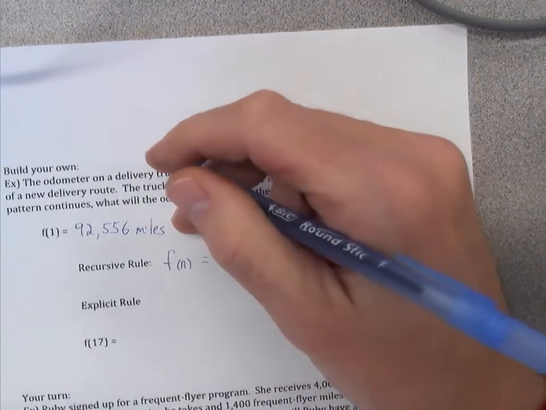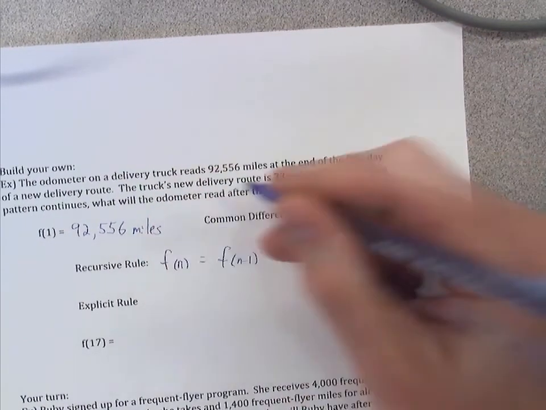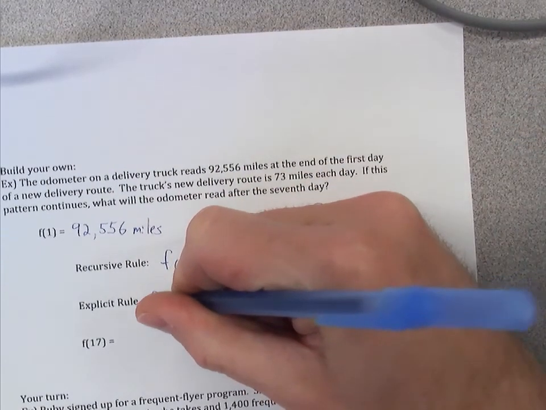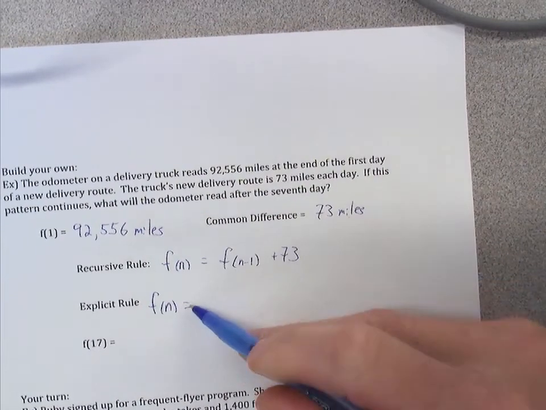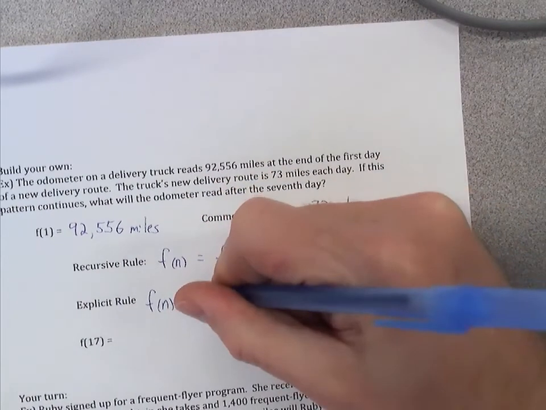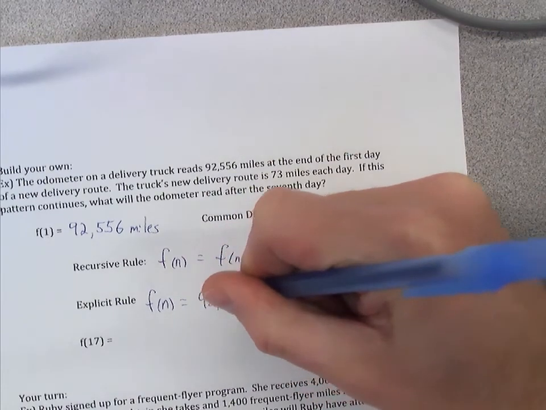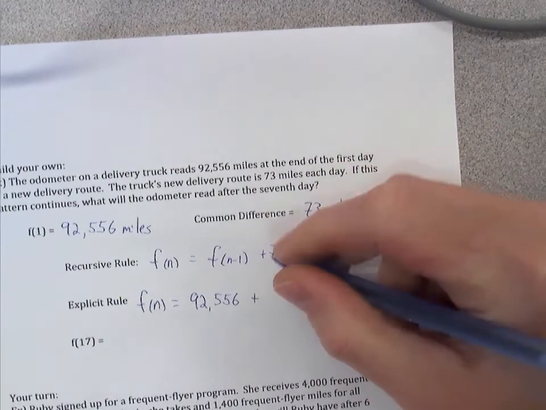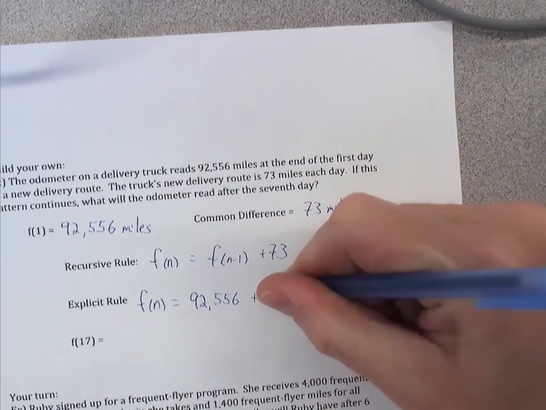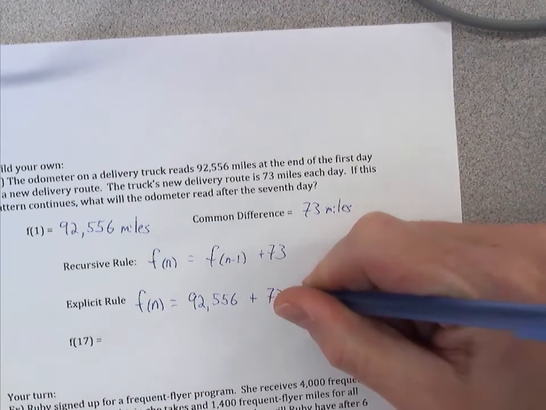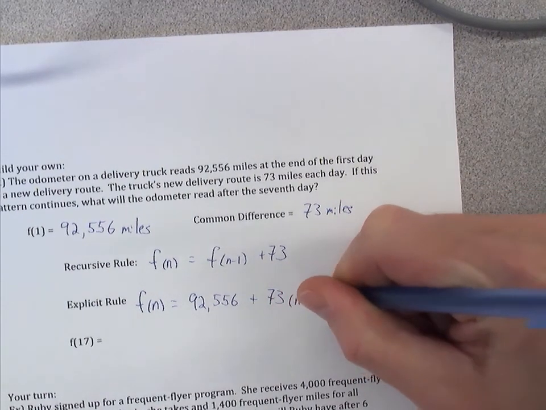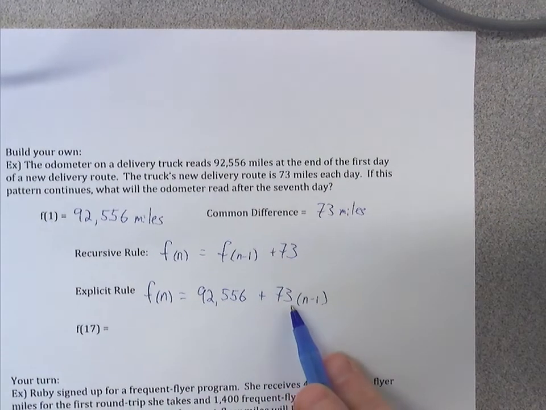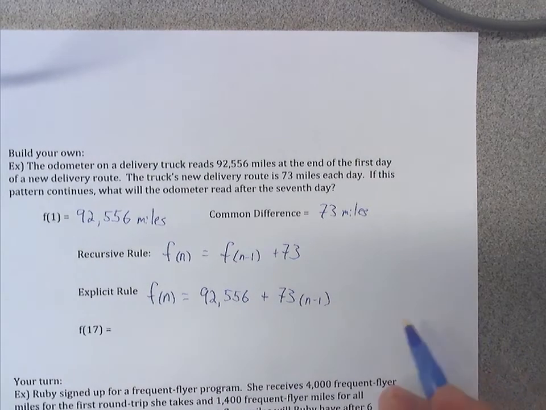miles. So if I want to write this in the explicit rule format, which is the way that I think you guys are probably going to understand a little bit better, we've got f of n is equal to, well, what's our starting amount? It's 92,556 miles plus, well, how much does it change by? Well, it changes by 73 miles each and every day times n minus 1 days, okay? So we can put any amount of days in there, and then we're going to multiply that by 73 miles, add it, and we'll figure out how many new miles we have.